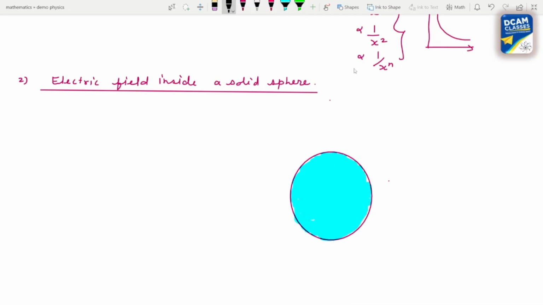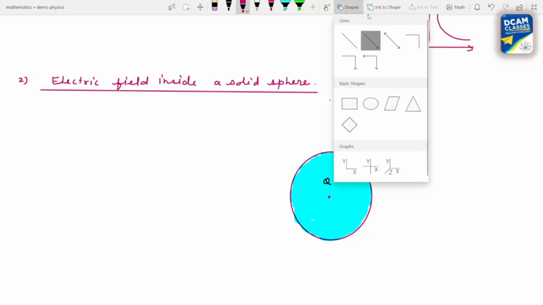Now, what is given to us? There is a charge Q which is uniformly distributed inside. Okay, understood? Now, in this particular case, we have to again find out the electric field at 3 points.